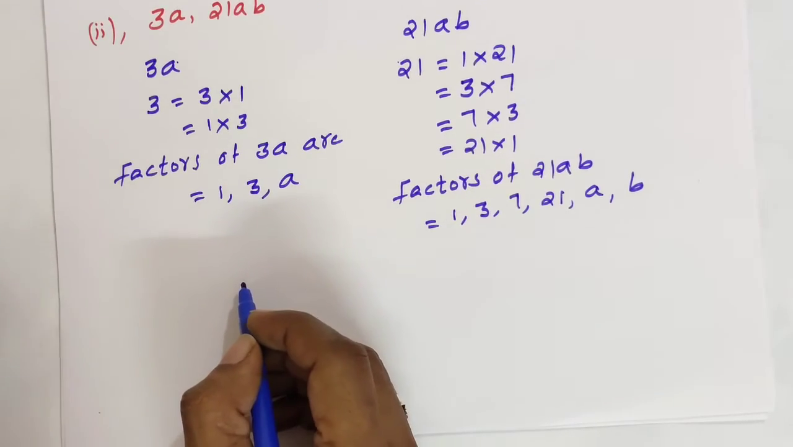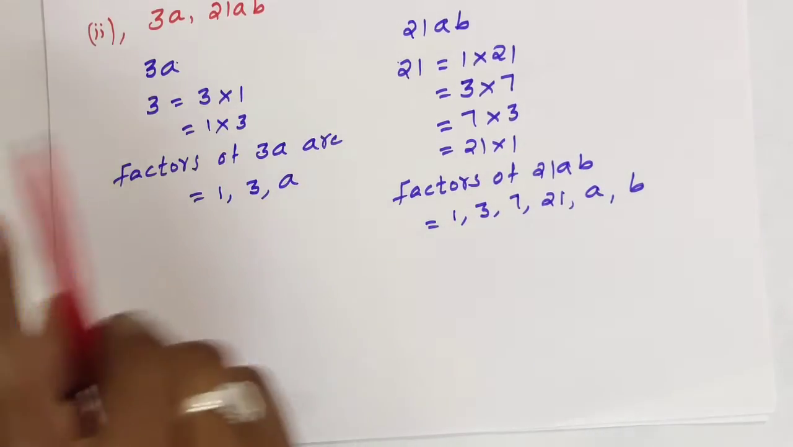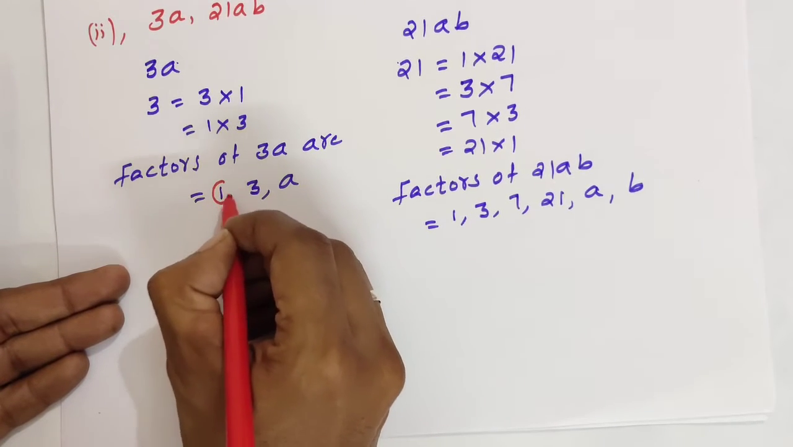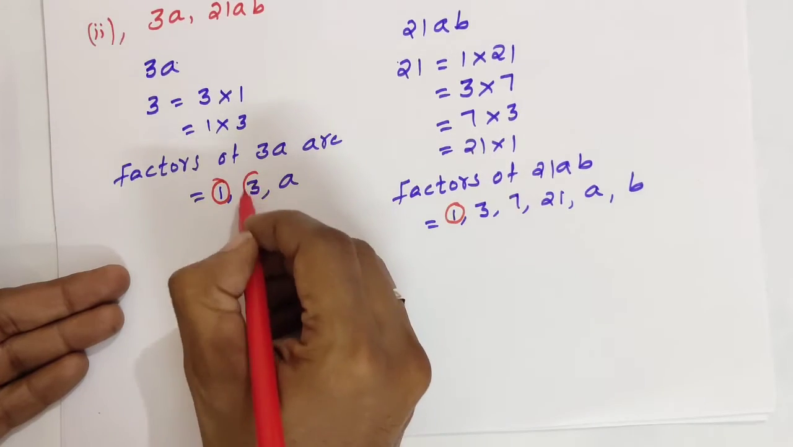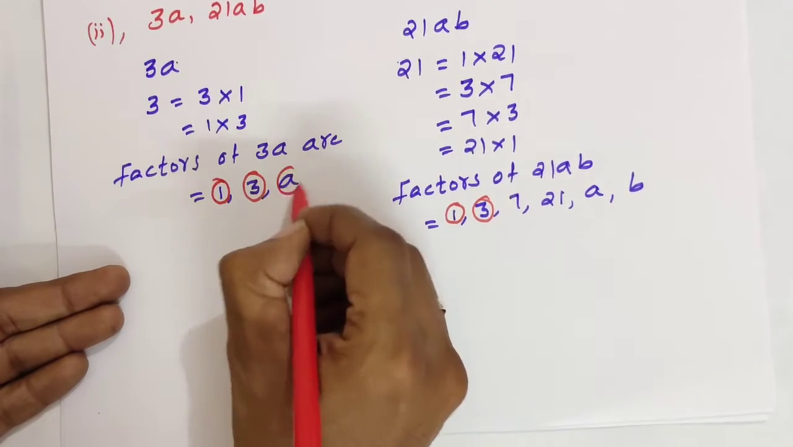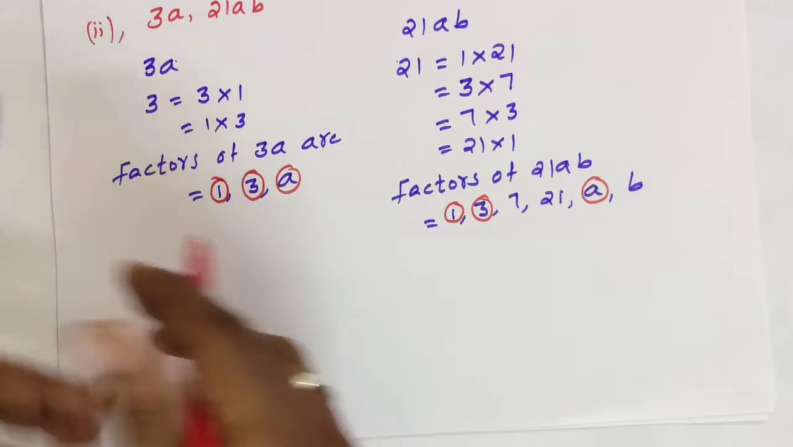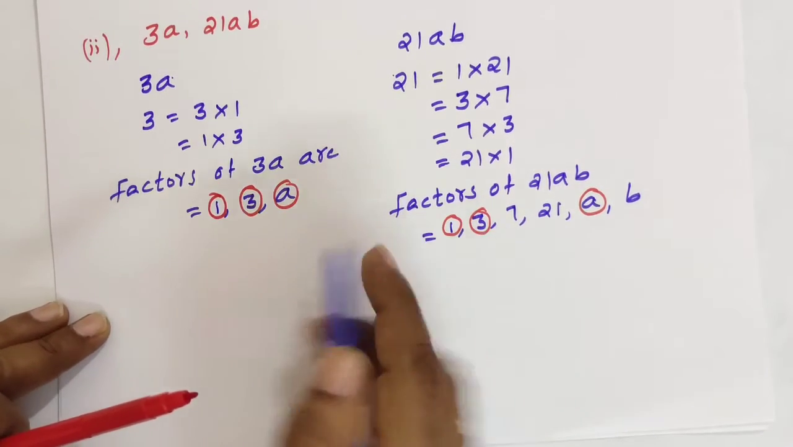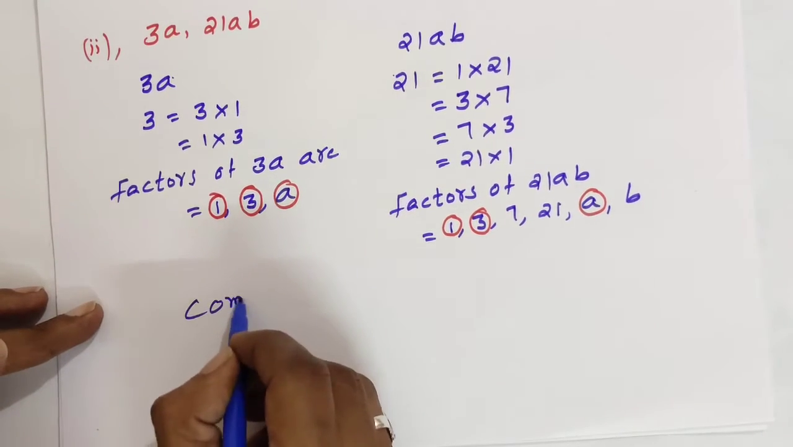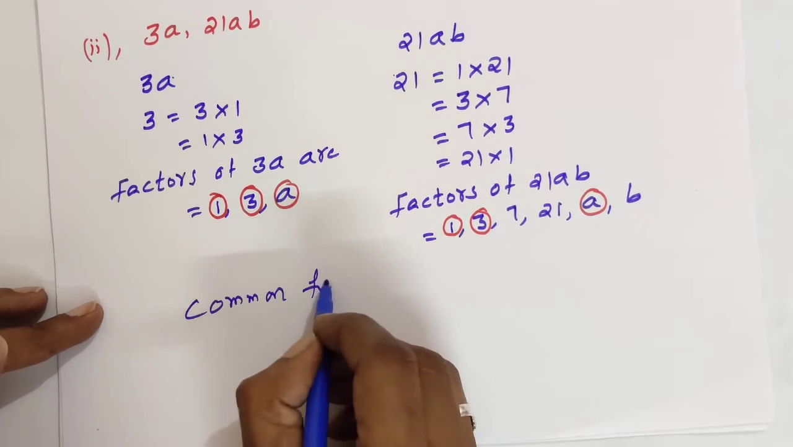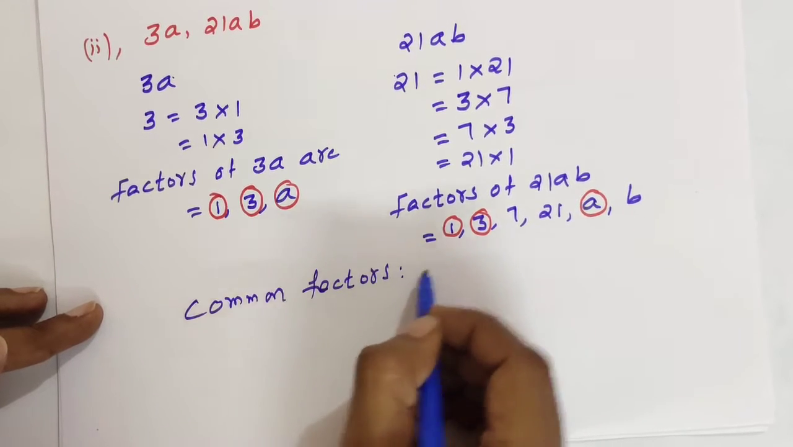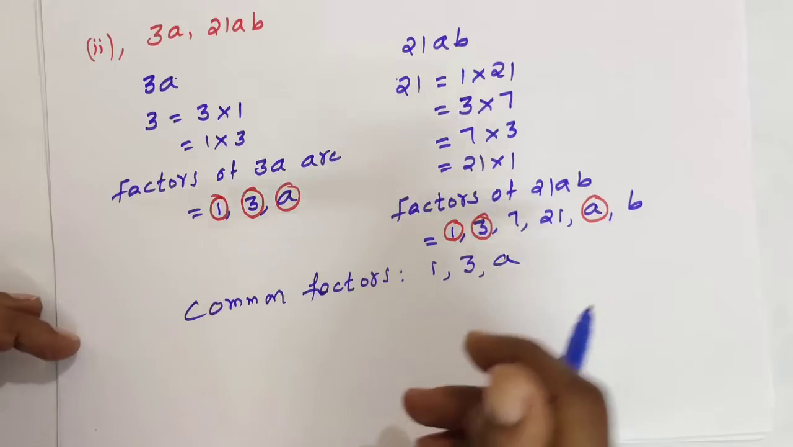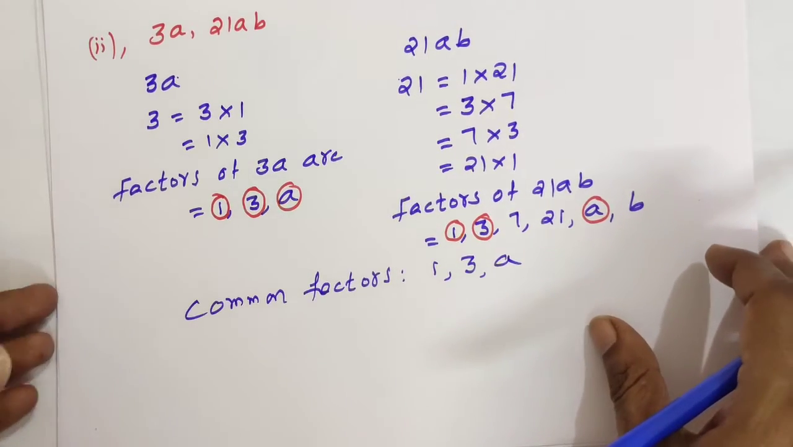So now the common factors. To select the common factors, just round the common terms. Here 1 is common, 3 is common, and a is also common. So that's why your common factors are simply 1, 3 and a. Okay, now let us see one more.